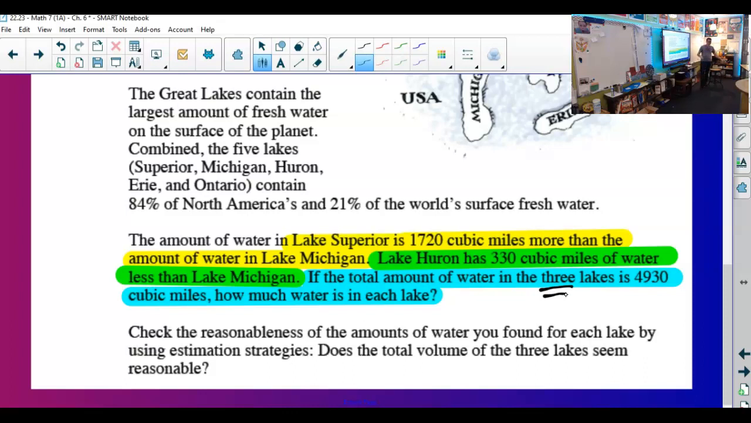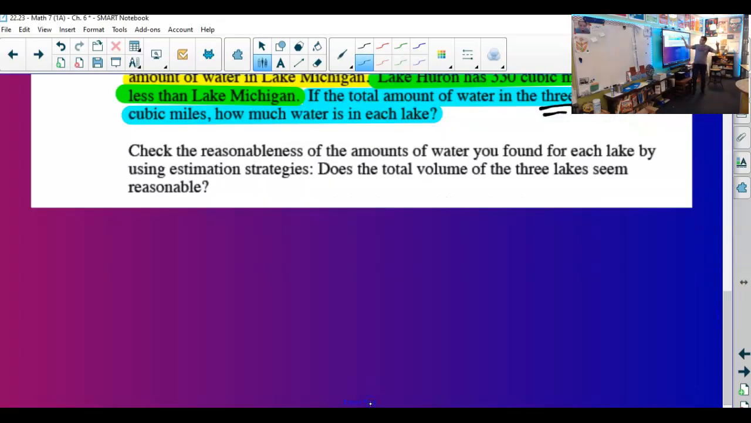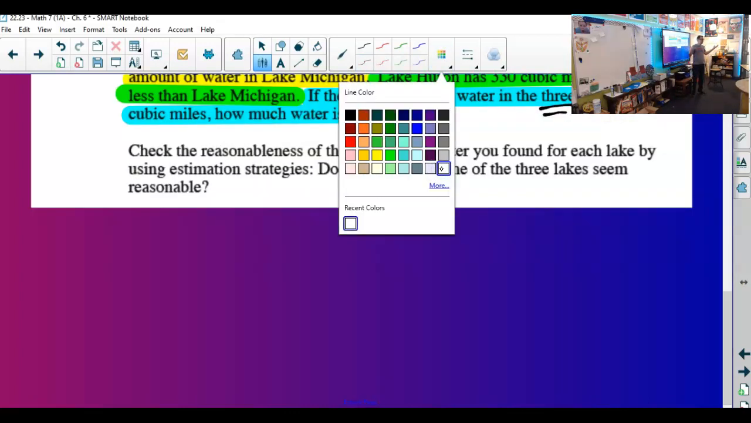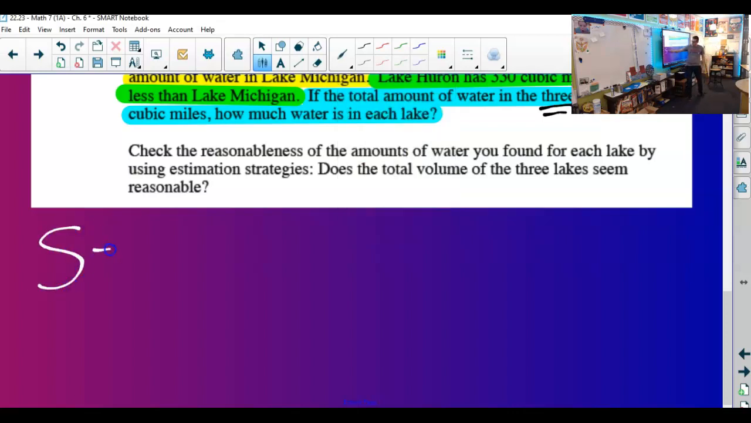Christian? The Superior. So grab your graph paper. On your graph paper, what would we use for superior? What variable? S. Write down an S equals. What other lake, Christian? Huron. What would we use for Huron? H. And what other lake? Michigan. Go blue.